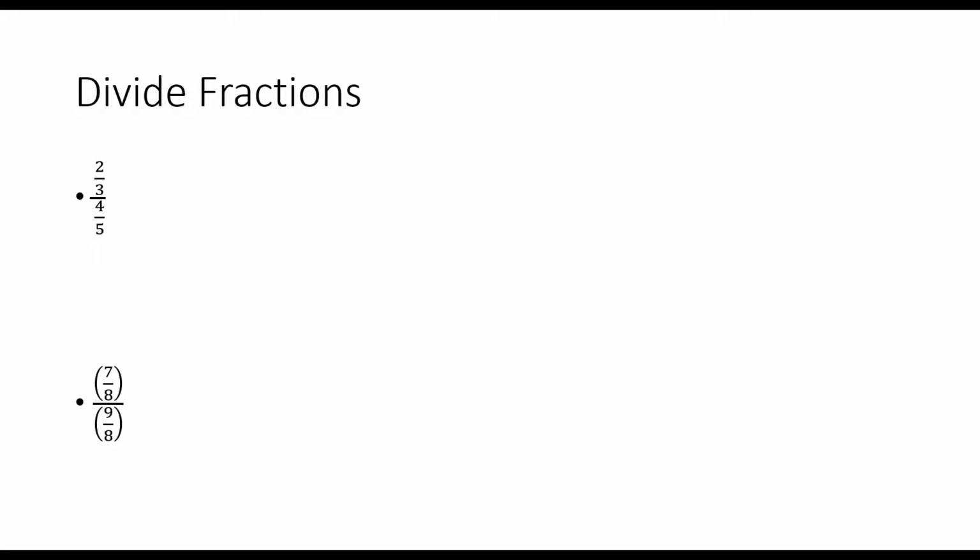All right. So divide fractions. Let's say we had something like these two questions right here. So what do I do here? Well, 2 over 3 divided by 4 over 5. Let me go ahead and write that down like this instead: 2 over 3, divided by 4 over 5. So these two fractions I've divided.